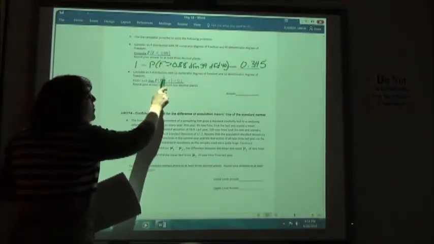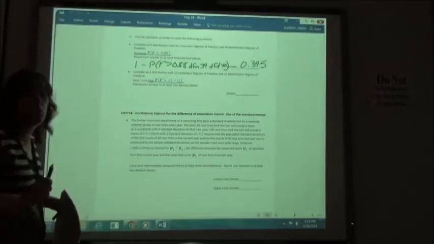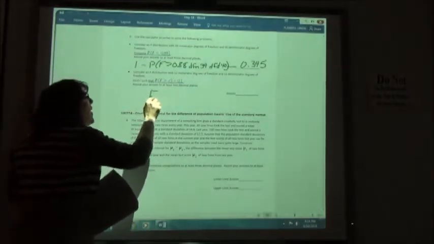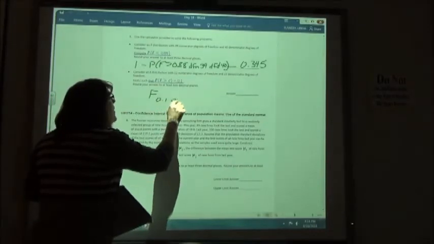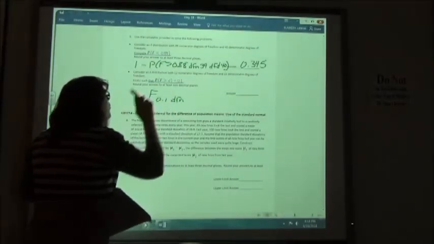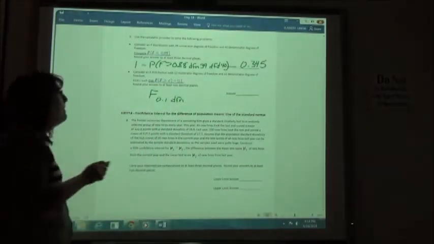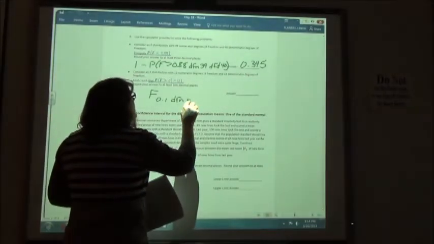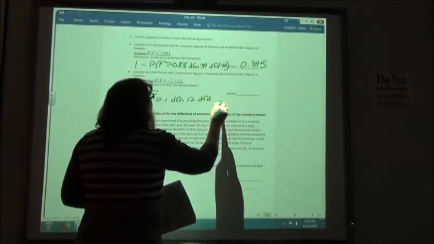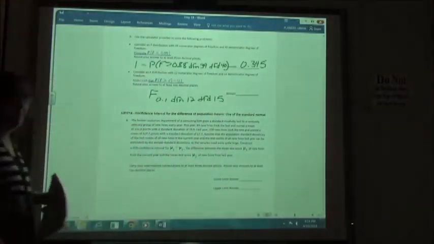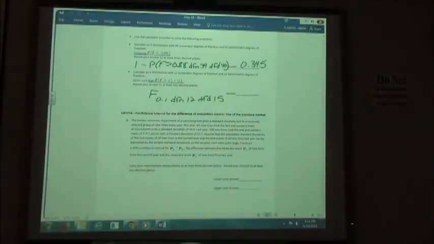Okay, now we're doing a critical value. Again, this is a greater than. Since it's a greater than, we can just use our number. Critical value, we use the subscript one. So F sub 0.1. The degree of freedom in my numerator is going to be 12, and the degree of freedom in my denominator, 15. And then we're just going to put that in our calculator.